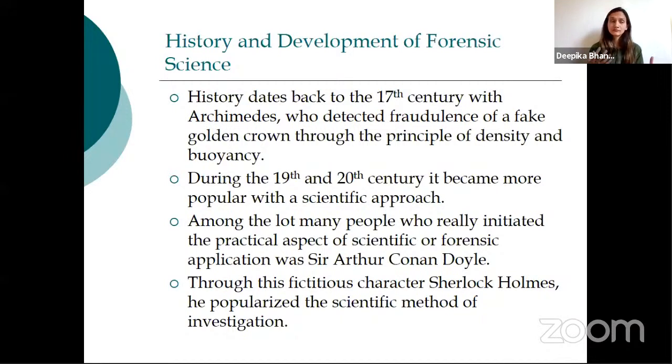If we talk about Ayurveda, it has mentioned a lot of poisons, but we never looked at it that way. Since development, we have always talked about forensics in the Western context. So if you remember Archimedes' principle, which we studied in school, based on buoyancy or density, Archimedes found out whether the crown of the king was original or not, whether it was 100% gold or not.